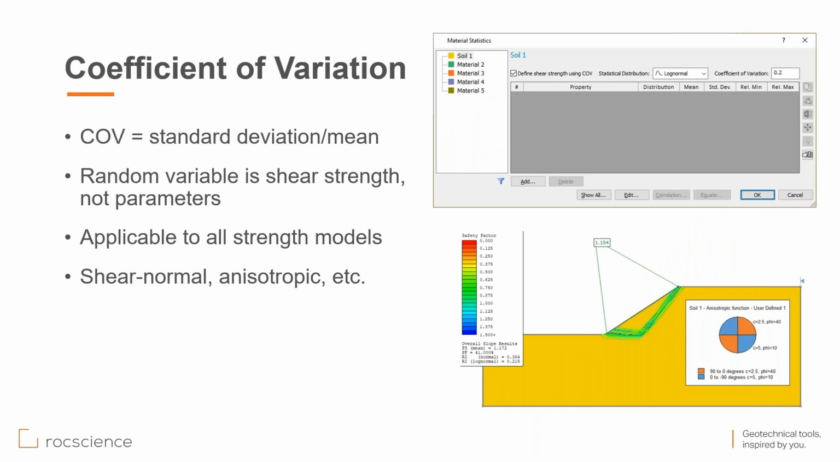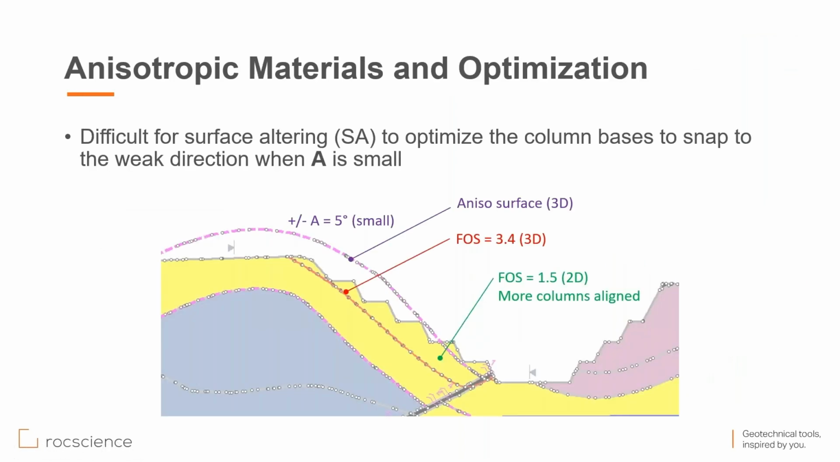Another is probabilistic coefficient of variation. This means that instead of making random cohesion or any other parameter random like we did before, you can put the randomness on shear strength itself. This is much easier. All you have to input are the distributions and the coefficient of variation. And the other is that we're always working to improve our anisotropic algorithm, to make the search which finds the weak orientation when using anisotropy better. So these are all things coming out in the Maintenance Plus release.